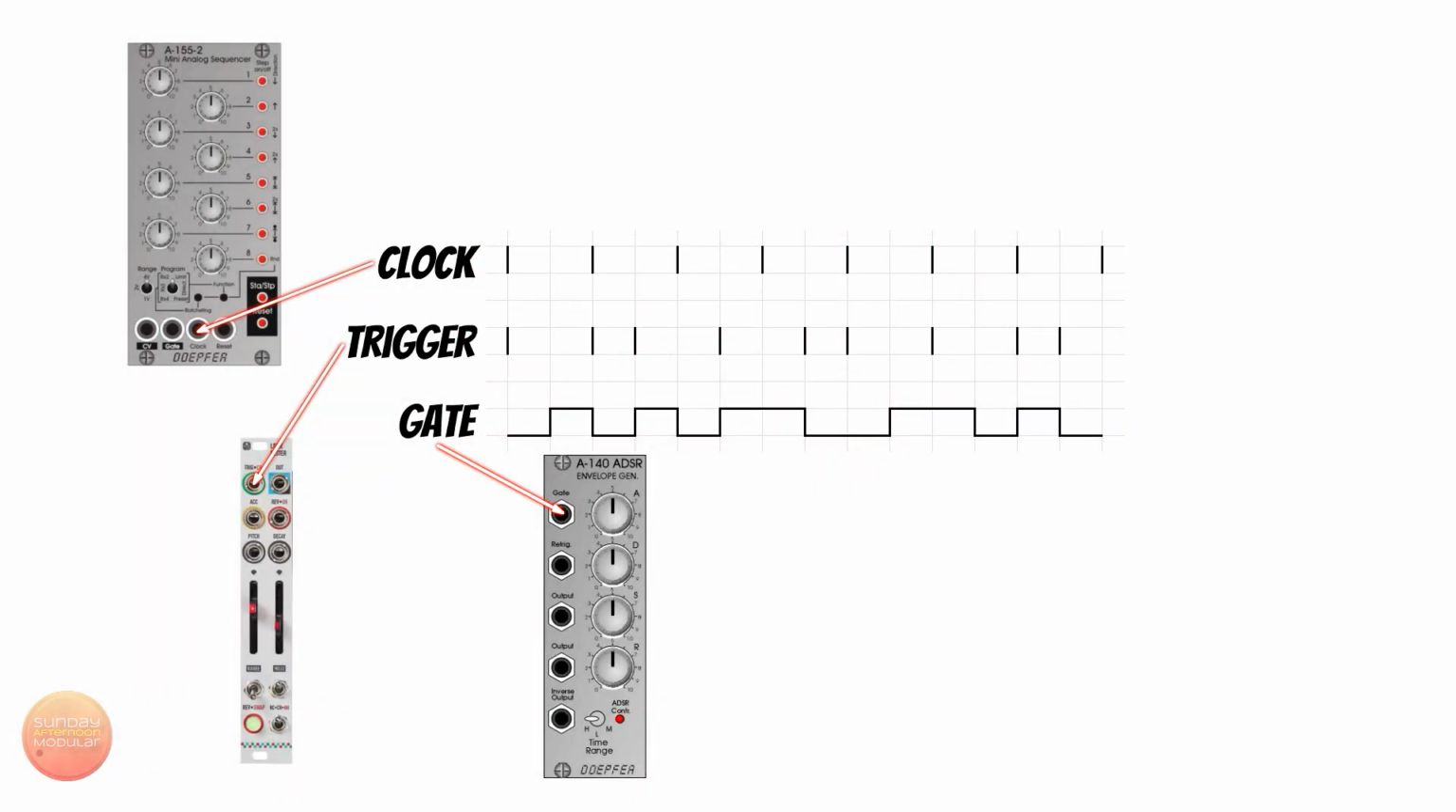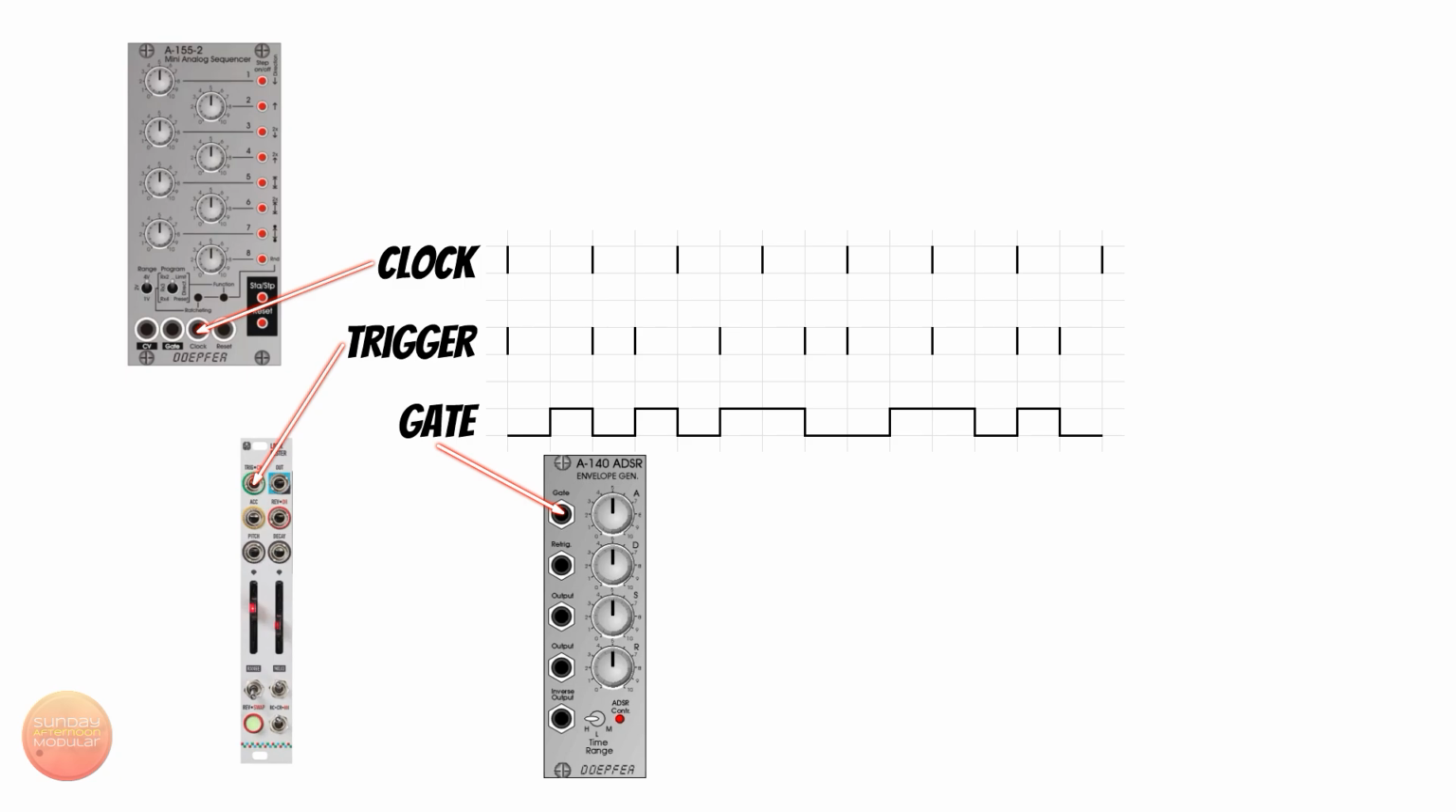So let's recap what clock, trigger and gate signals can be used for. Clock signals are like your metronome. You patch it into sequencers, LFOs, arpeggiators or delay modules, so the delay effect hits the tempo of your track.